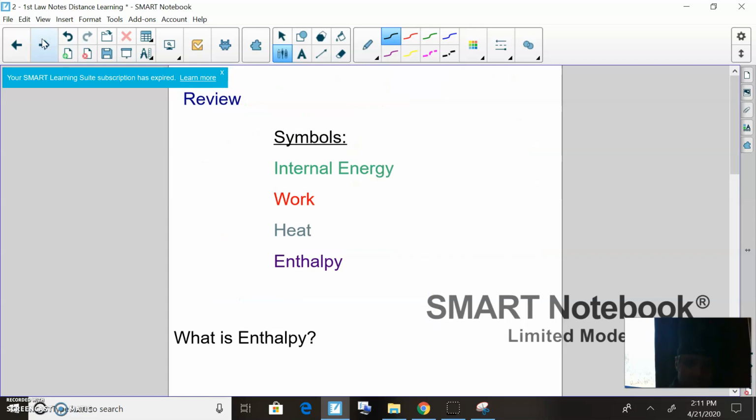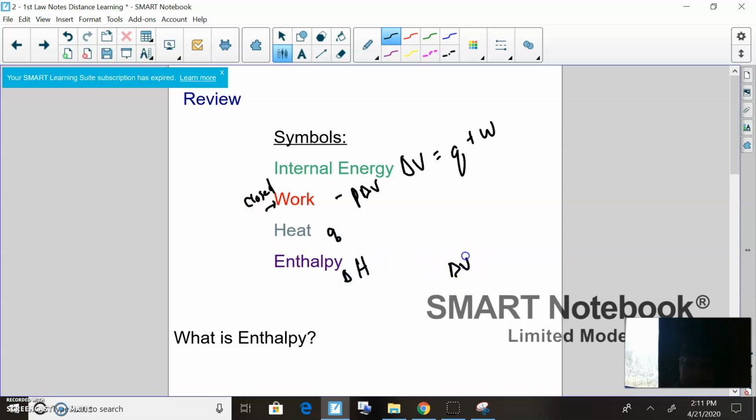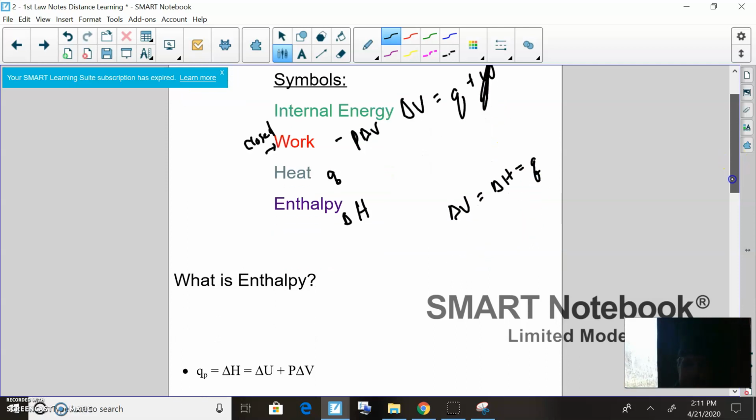Just in quick review, remember internal energy is delta U, which is equal to Q plus W. Work is equal to negative pressure times volume. We really don't care about that because that's only for closed systems. Heat is Q and enthalpy is H. Essentially, we can say the internal energy, delta U, is equal to the enthalpy, because it's equal to Q, since there's no work being done on the system.